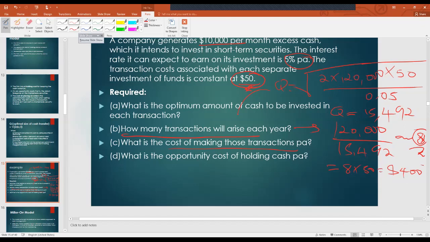Then lastly, what is the interest you'll be losing for not investing money? The holding cost of funds will be equal to, if you remember, Q divided by 2 times the interest foregone. Q is 15,492, which is what you'll be holding. But don't forget, you need to get an average, so divided by 2, times the interest you're going to earn, which is 5%. The question is, how much therefore do you lose per year? Is that clear?